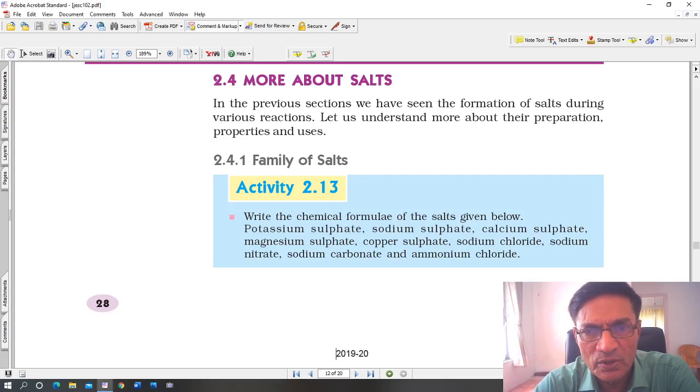Good morning, students. Now we are discussing chapter number 2 in science, acids, bases and salts. We have just discussed a few basic things about properties of acids and properties of bases, and how you can determine whether a solution is acidic or basic using litmus paper or litmus solution, phenolphthalein solution, and methyl orange. They are all indicators. You can use a pH paper also.